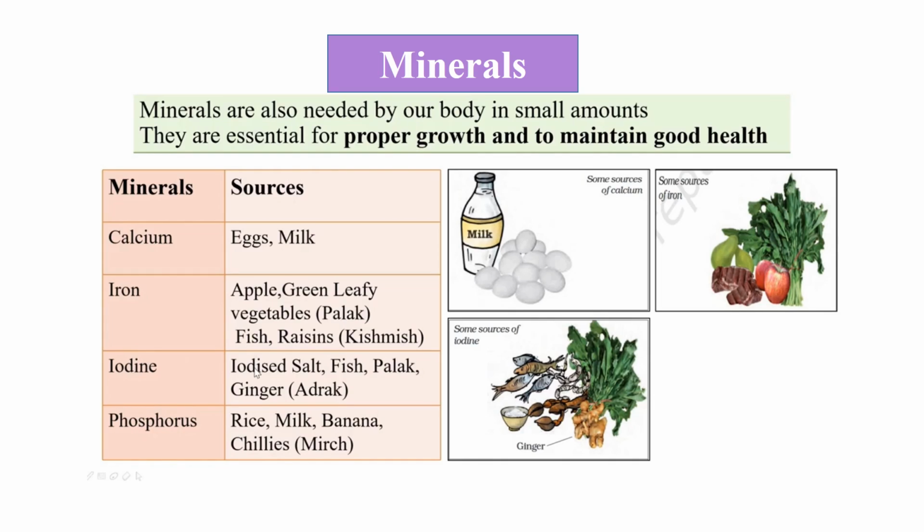And iodine sources are like iodized salt, fish, palak, which here means spinach, and ginger. Then phosphorus. The main sources of phosphorus include rice, milk, banana, chilies. Here the figures are also given with the sources.